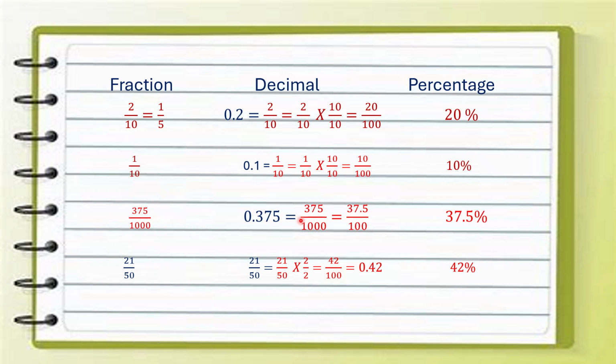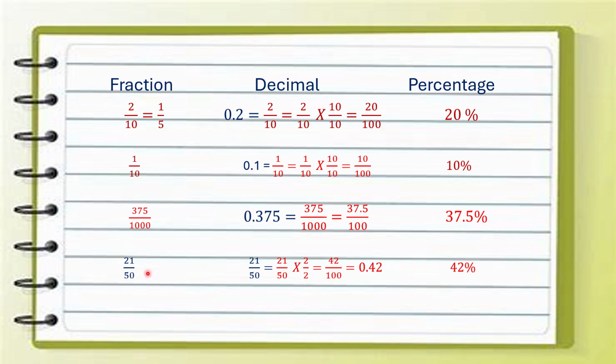Now what do we have to do? We are converting into percentage. So 375 by 1000, we have to convert into percentage. What is the rule? The denominator should be 100. So for that, I'm moving the decimal point in the numerator. So 37.5 by 100. Okay. So the answer is 37.5 percentage.